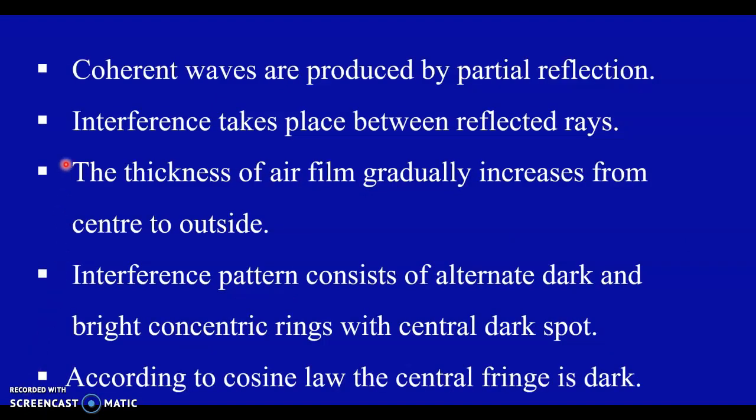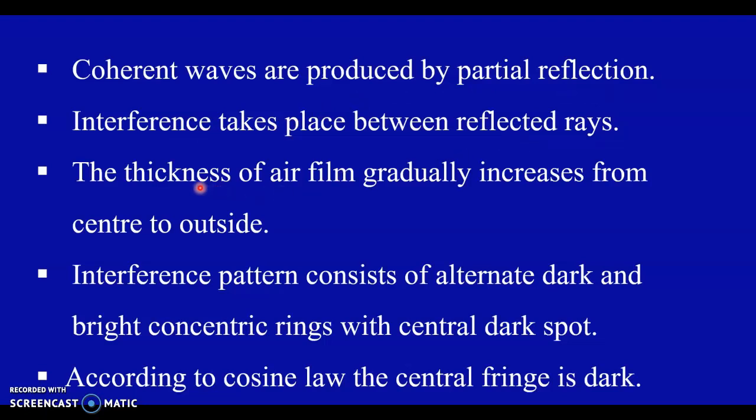What I have explained in the figure, I'm just rewinding. Here coherent waves are produced by partial reflection. I have already mentioned rays reflected from the top surface of the air film and the bottom surface of the air film, so the light is divided. This is division of amplitude, by the method of partial reflection, and the interference takes place between the reflected rays.